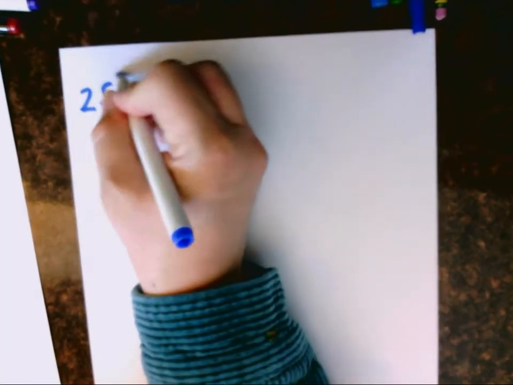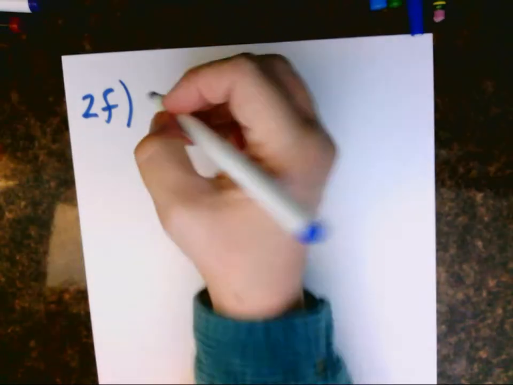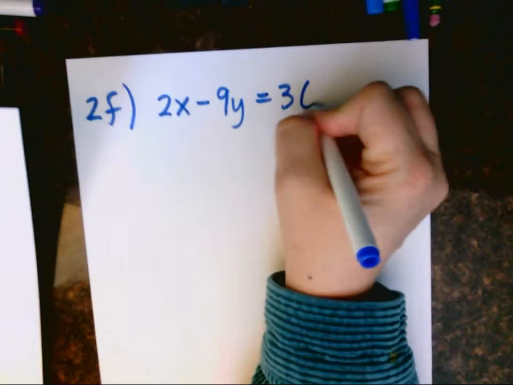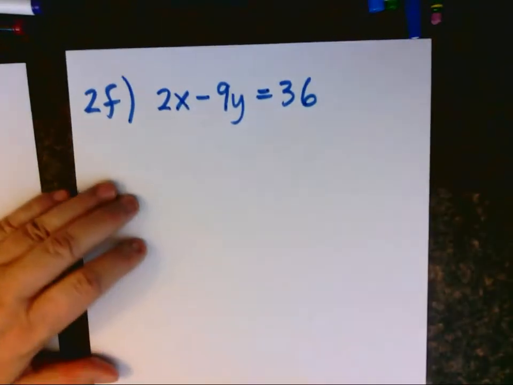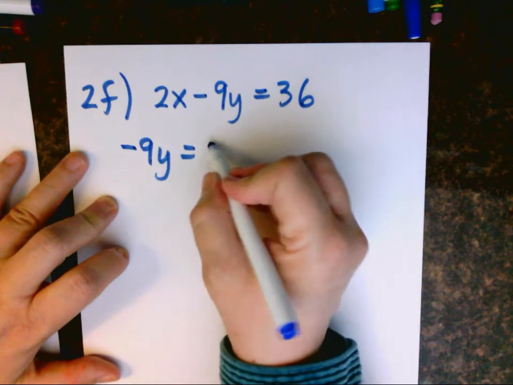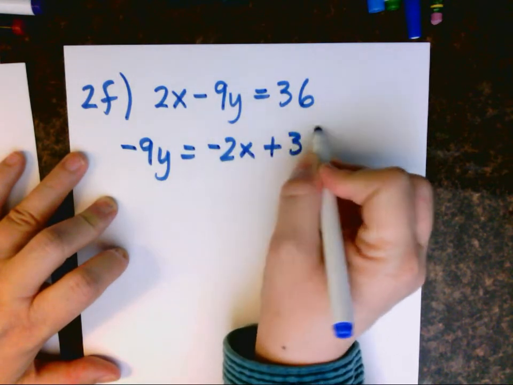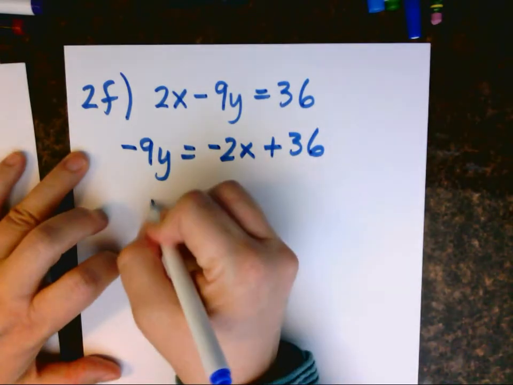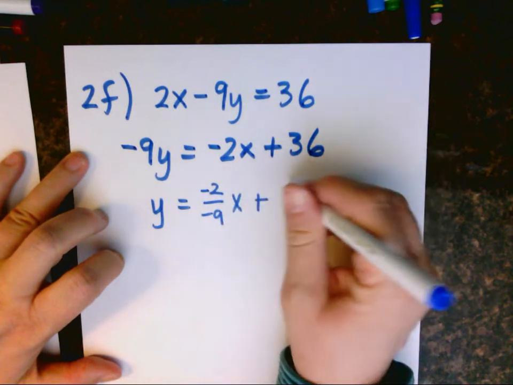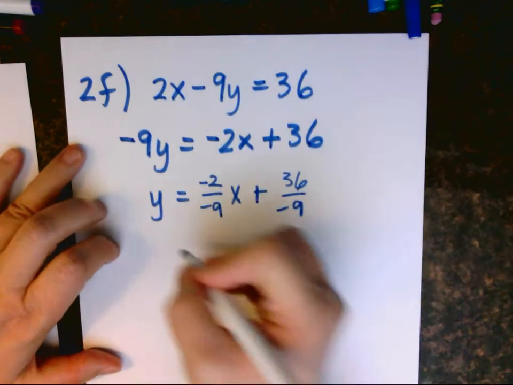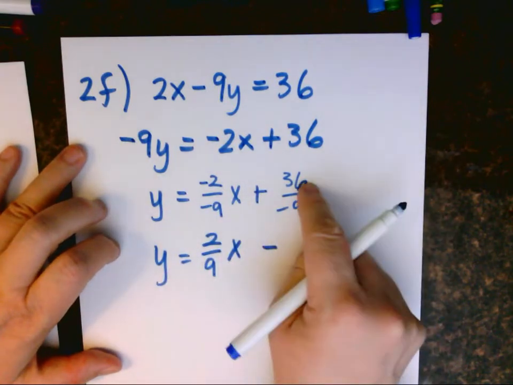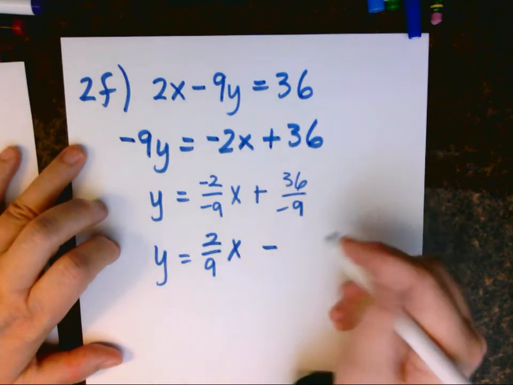And 2F says the line is 2x minus 9y equals 36. And again, we must solve this for y if we want to be able to get it in the slope-intercept form. So I leave the negative 9y over here, and I subtract 2x on both sides. Show the steps if you need to. Now I'm going to divide everything by negative 9. So I'll have a negative 2 over negative 9x and a 36 over a negative 9. Feel free to skip those steps if you want. That would be a negative 4.